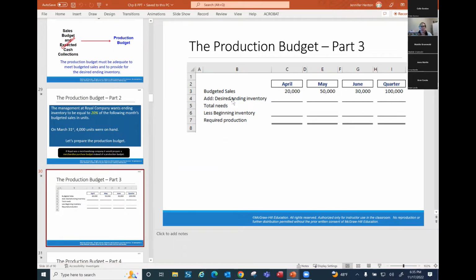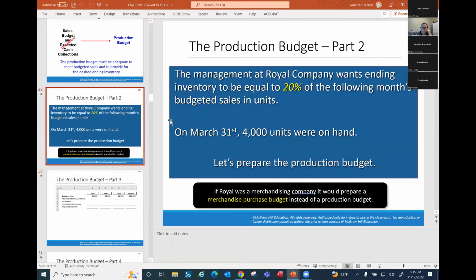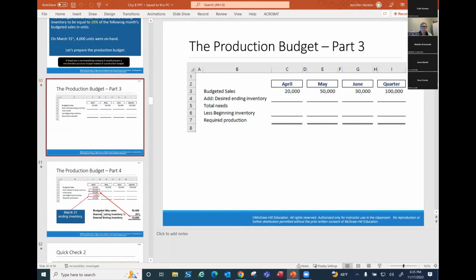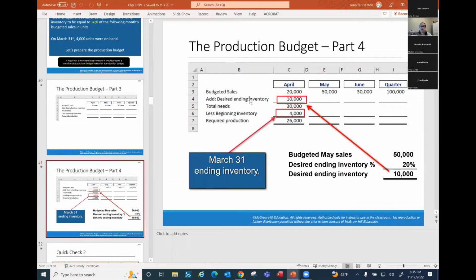Okay, so then we're going to add the desired ending inventory. Remember, they tell us here that it's 20% of the following month's budget. So we need to do the calculation for that. What is my desired ending inventory for April? For April, I have to look for the following month's sales, which is May, 50,000 units. And the desired inventory is 20%. So my desired ending inventory is 10,000 units.